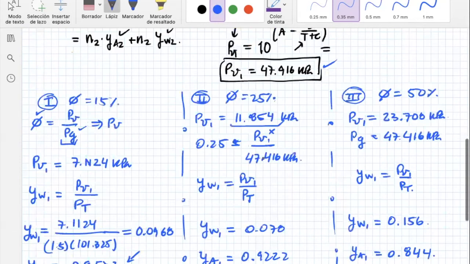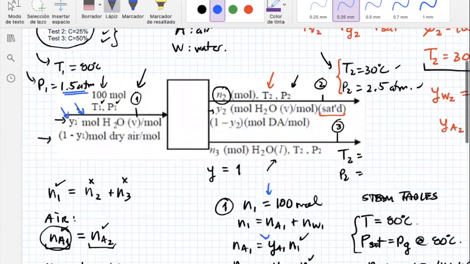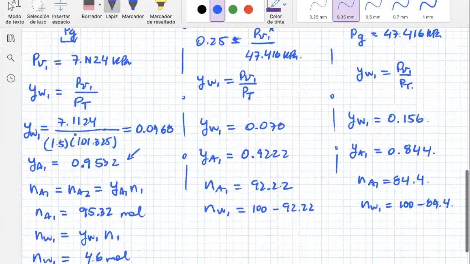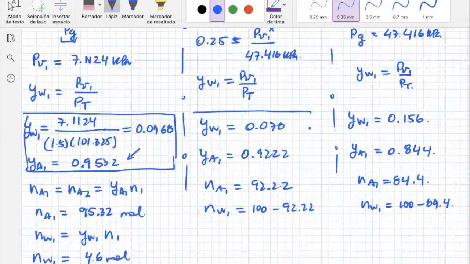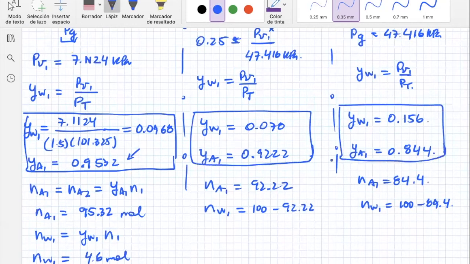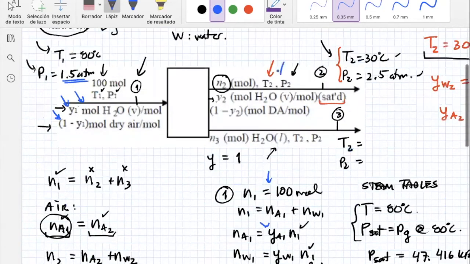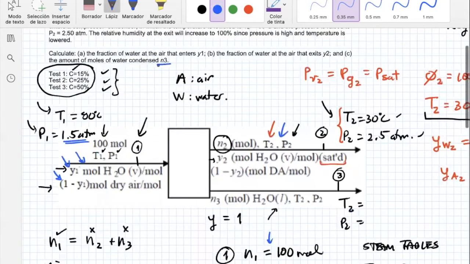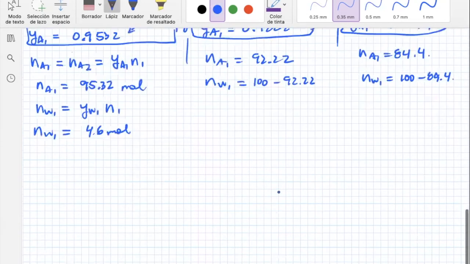By the way, they are asking you, please, can you give me the molar composition of water here and the molar composition of air at 1? Well, yes, I have 3 different molar compositions for you. This one is the first result for 15% relative humidity, this one is the other result for 25%, and this one is the result for 50%. So all those things are already known. Now, the other thing that they're asking you is about 2. And also, they're asking how many moles of water are going at 3. Those are the things that we can do.